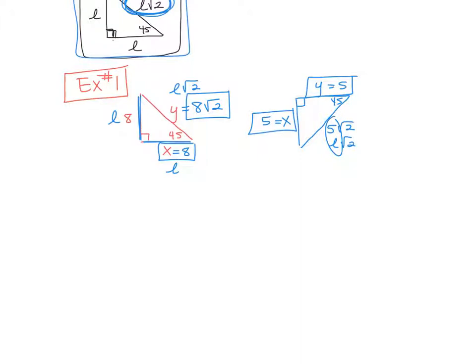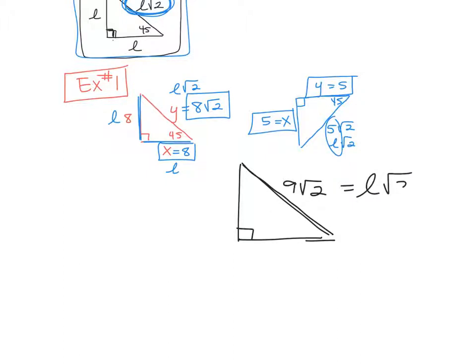Okay, how about this? Let's say this is 9 rad 2. That 9 rad 2 is the same as L rad 2. Right? So if that's 9 rad 2, which has to equal L rad 2, if I want to know what L is, which would be my two legs, what do I do?